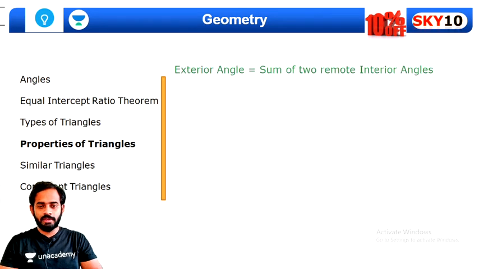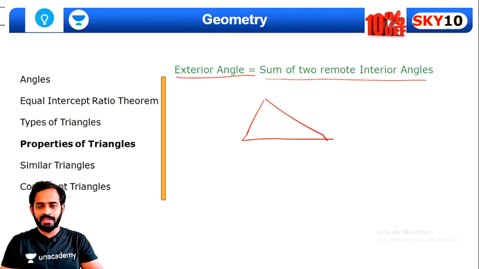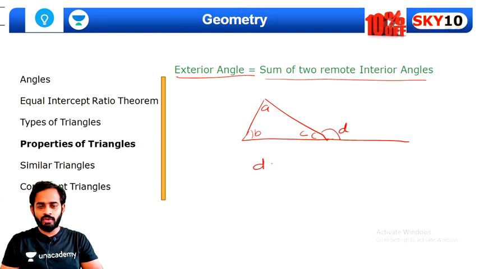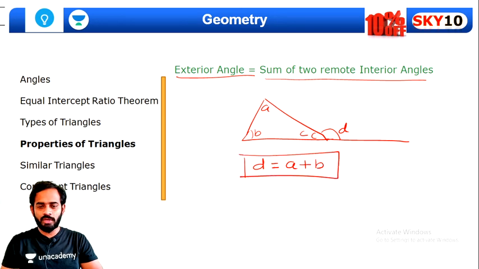Now, the exterior angle is equal to the sum of the two remote interior angles. So what does this mean? Let's say we have a triangle like this. This is angle A, this is angle B, and this is angle C. Let us say this is an exterior angle and its value is D. According to this rule, angle D will always be equal to the sum of the two interior remote angles. That is, A plus B will be equal to D. Very simple. I hope you understood this rule.